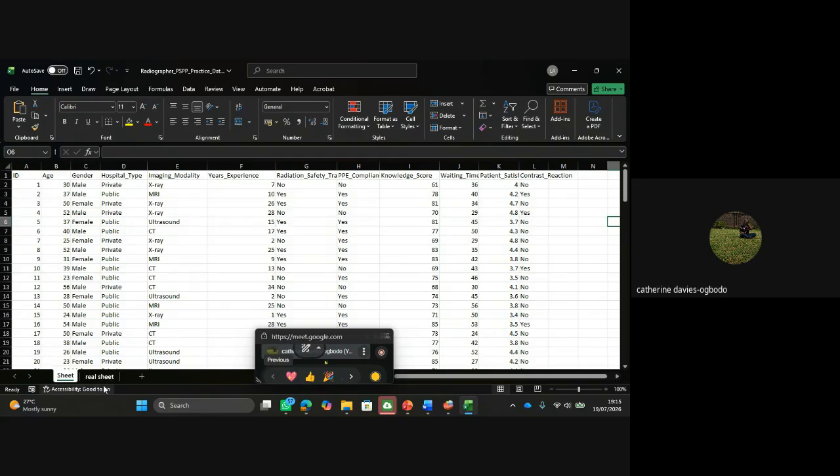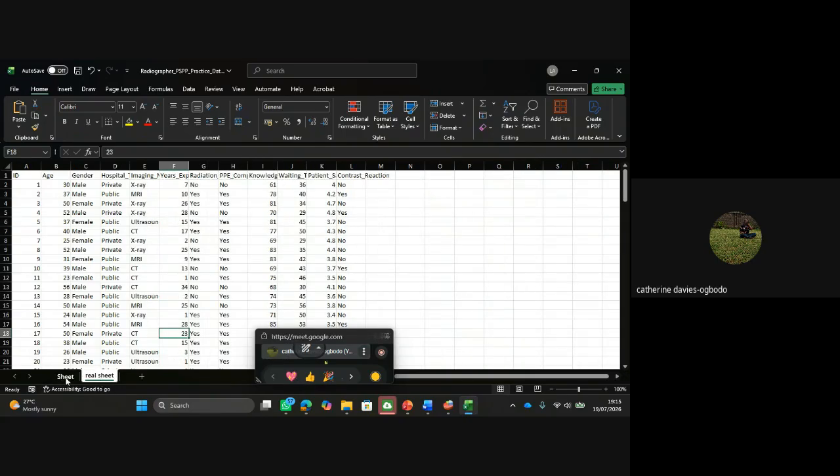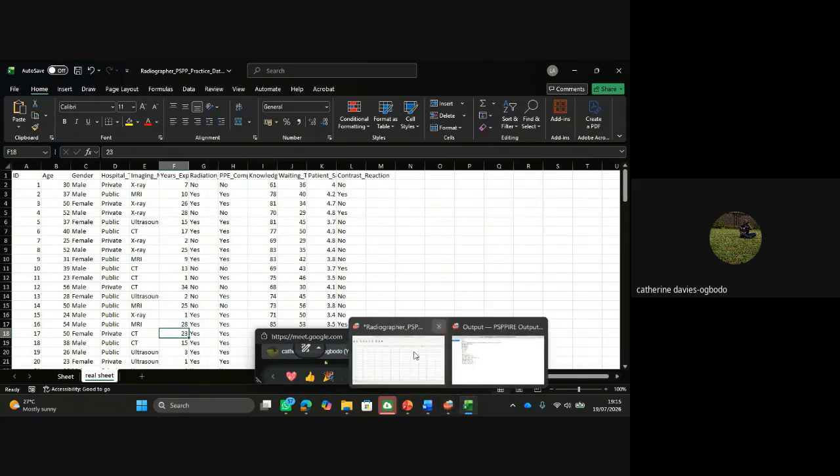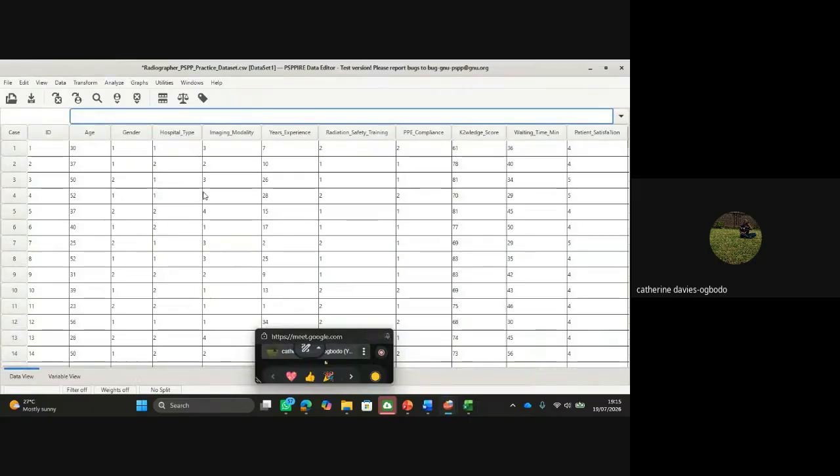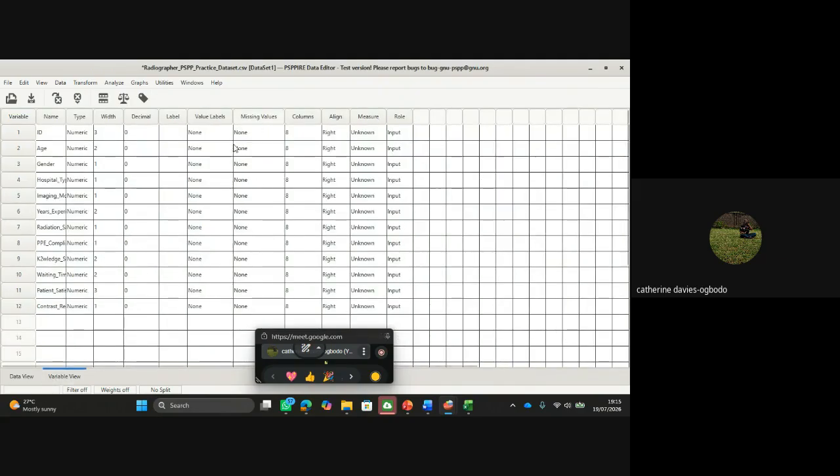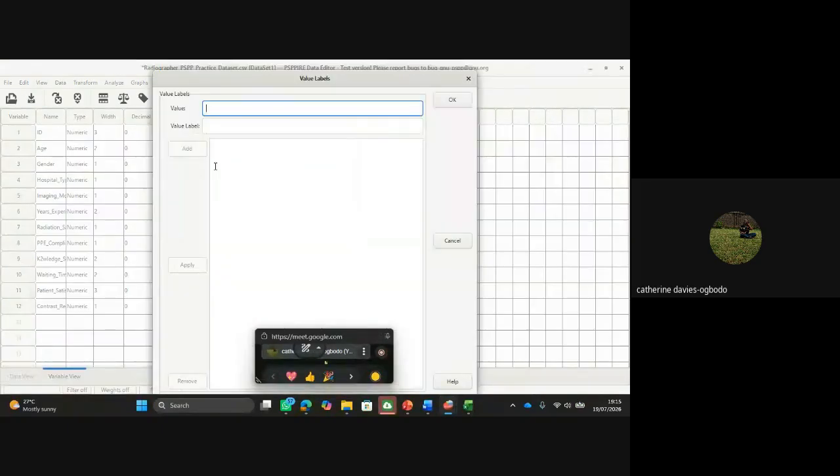Okay, so I'd already coded that, and that's why we were seeing it as numbers in my PSPP. I had written the codes down, so we are going to tell SPSS what those codes are, like we did before. So ID, age, doesn't matter, gender needs one.